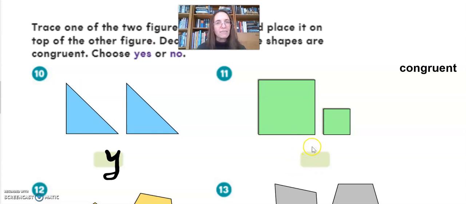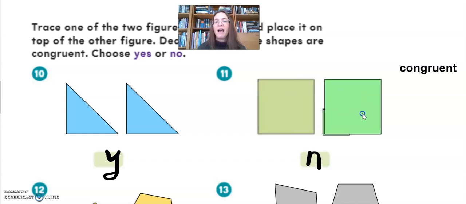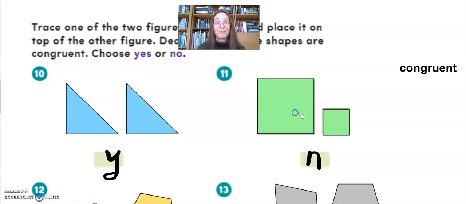How about these squares? They are the same size, but they are not the same shape. I'm going to go with an N for no. But now let me take this little one and see. Whoa, it went behind there. Aha. Yeah, definitely not congruent. They are very different sizes, aren't they?